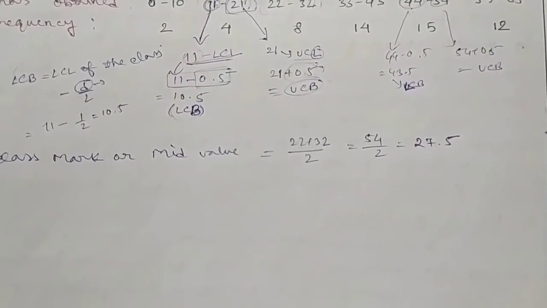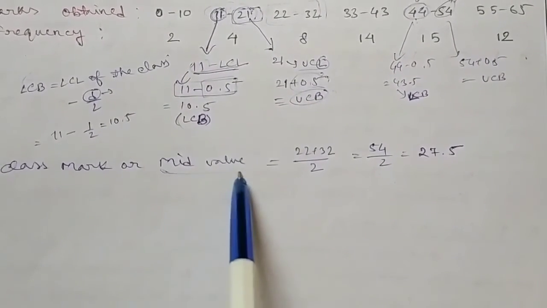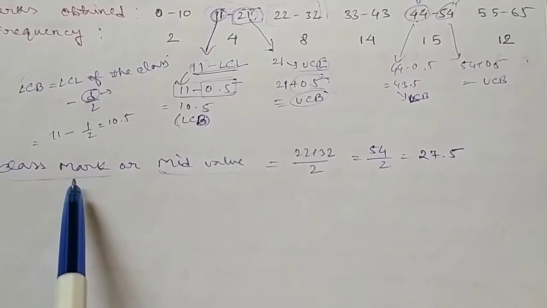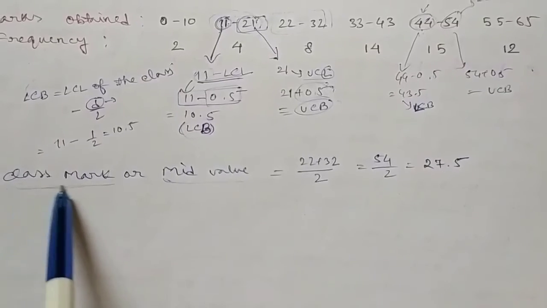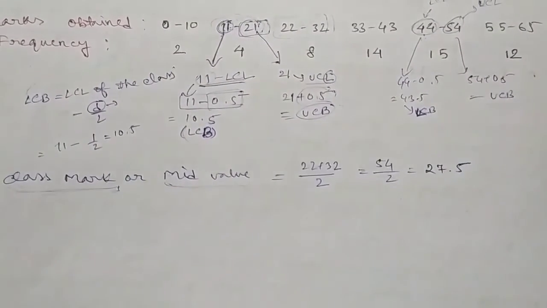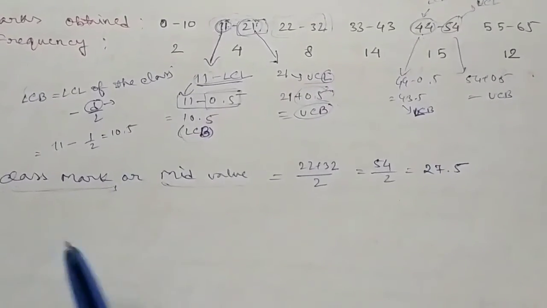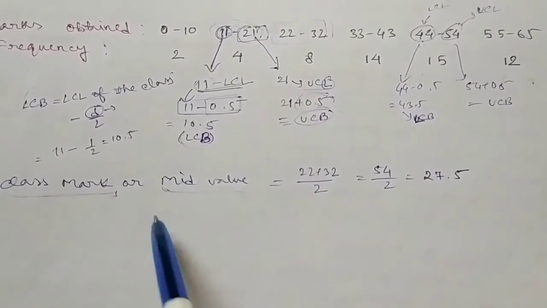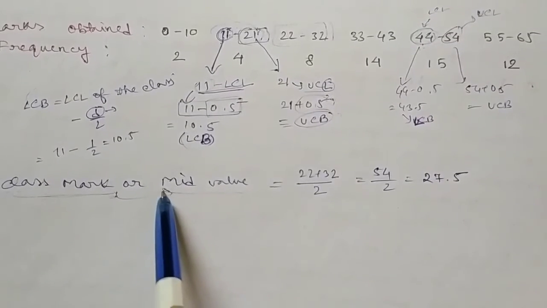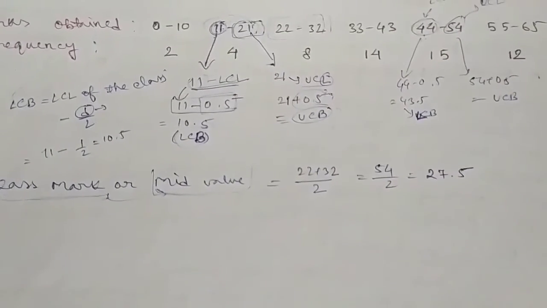Okay, so this is the class mark or the middle value. So mind that term, that is class mark. A question may come: what is the class mark of a certain statistical data or a certain group? Then you may get confused about what a class mark is. So class mark is another term which is actually the mid value of a certain class.